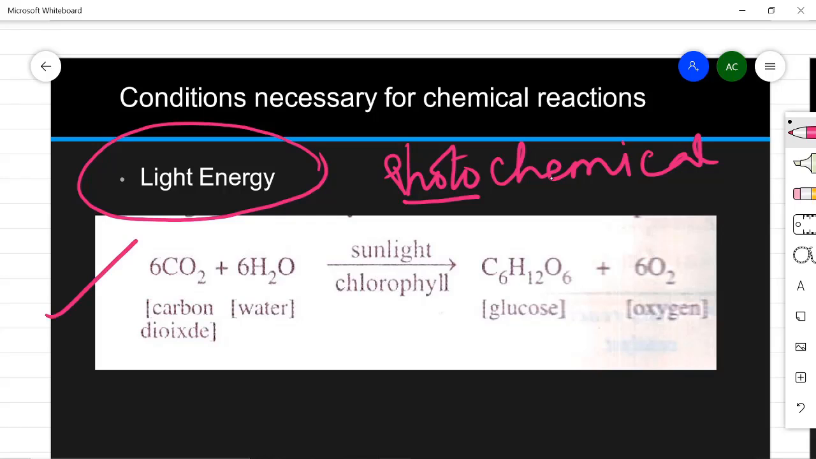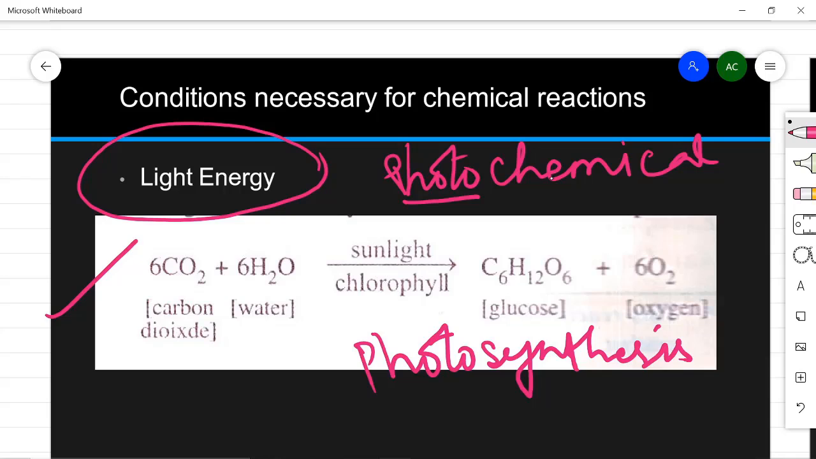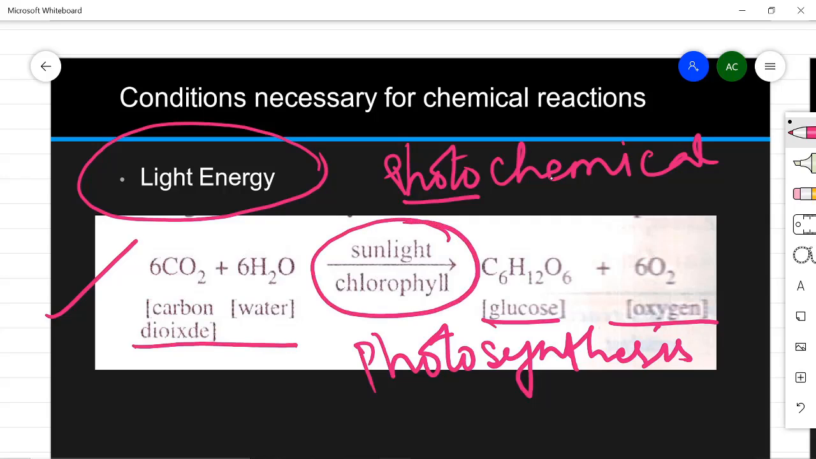Look at the example. This is a very common example you have been studying since class 6: photosynthesis, in which food is prepared by green plants or green leaves in the presence of sunlight. This is the reaction which you have to learn. Photosynthesis is a photochemical reaction in which glucose and oxygen are produced when carbon dioxide and water react in the presence of sunlight and chlorophyll. In the exam, it might be asked, write an example of a photochemical reaction.